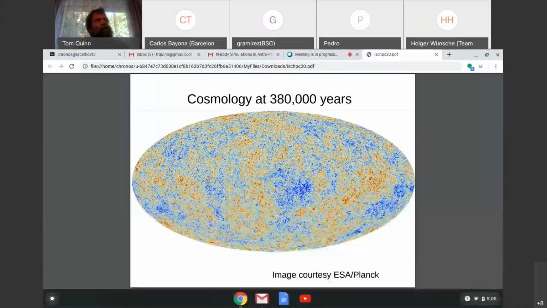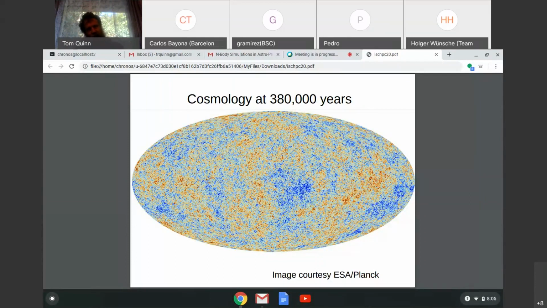Yeah, so let's talk about what we're trying to do with cosmology. Remarkably, we have a picture of our initial conditions. That is, what the universe looked like when it was only 380,000 years old, in contrast to the 13.6 billion years age it is today. And that picture comes to us via maps like this.